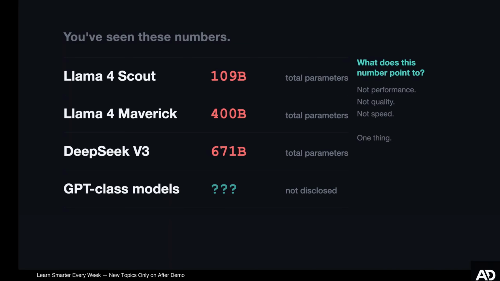Last video, we cut the AI lifecycle into two: months to train, milliseconds to run. Today, we are cutting the model itself open. You have seen this number: 109 billion, 400 billion, 671 billion. Maybe someone said, "I am using a 17 billion model," like that meant something obvious. What do you think the number points to? What does it actually point to?